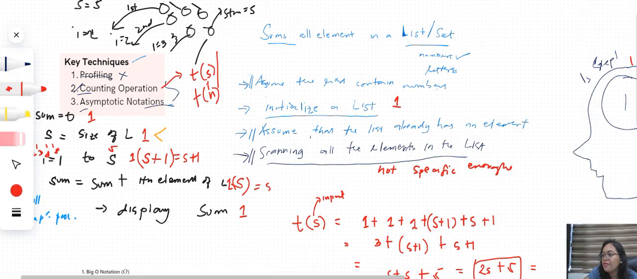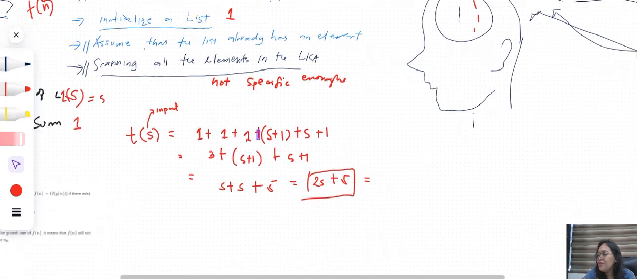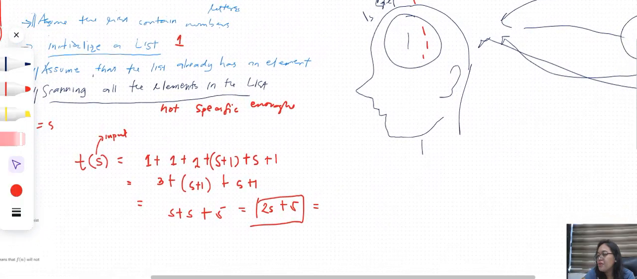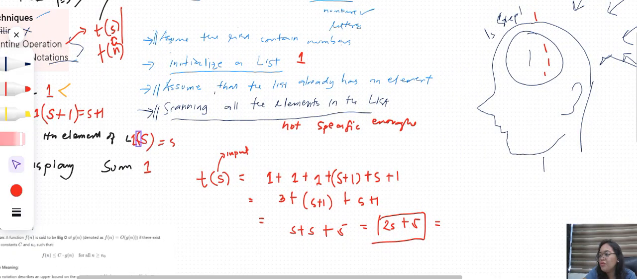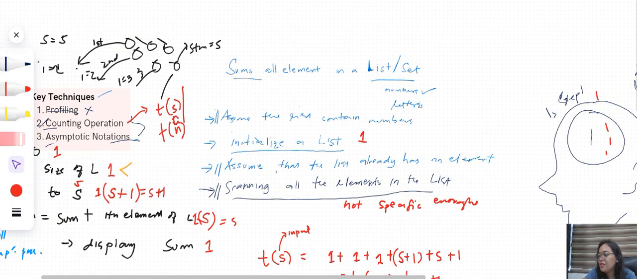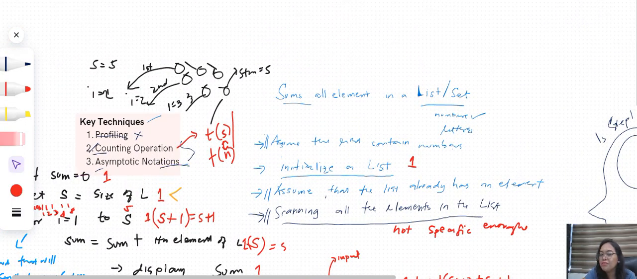The variables are just different. So technically, your runtime of your algorithm in terms of the number of input. Okay? So now we have here our T of S. Now, since you know how to count the operations, we will go to the asymptotic notations.